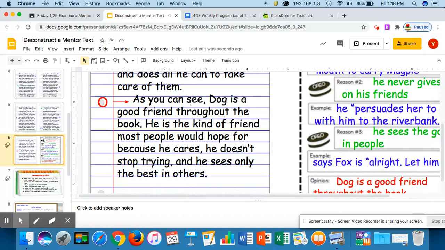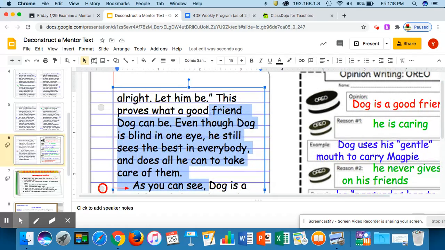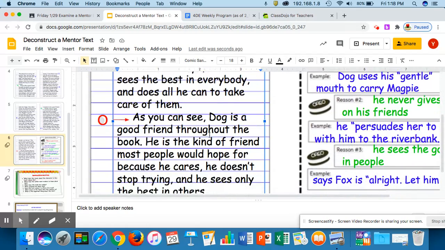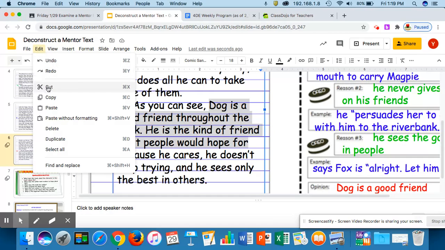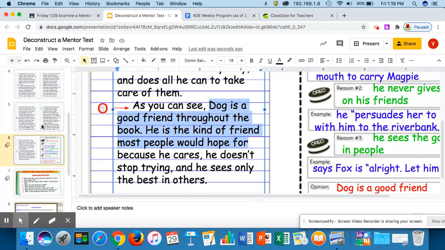Here is the opinion. As you can see, dog is a good friend throughout the book. And the reflection, he is the kind of friend most people would hope for. All right, I think we can just take that, and the tech will do some funny things, but it's okay. As you go through that, you learn more. He's the kind of friend most people would hope for. So that is my restatement along with the reflection.